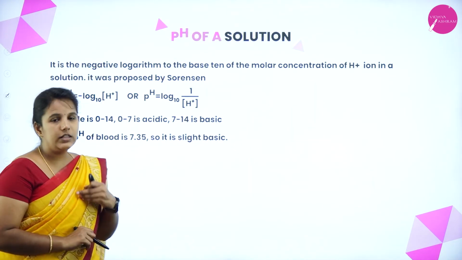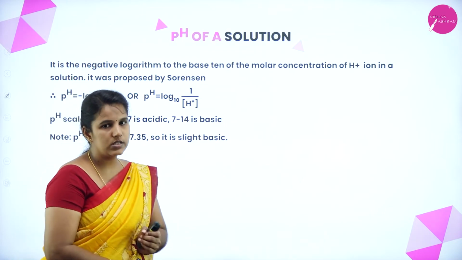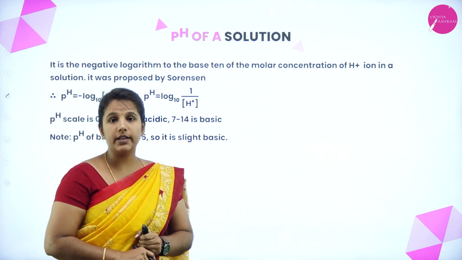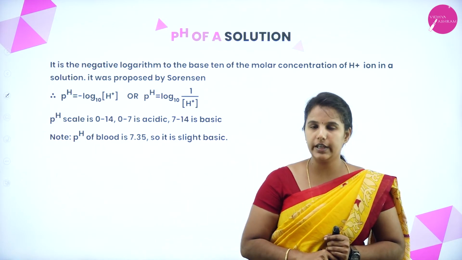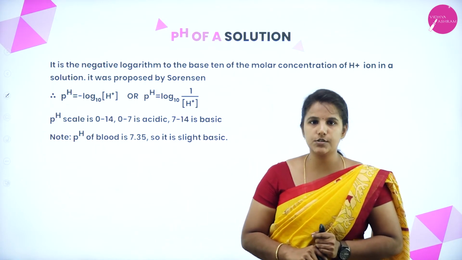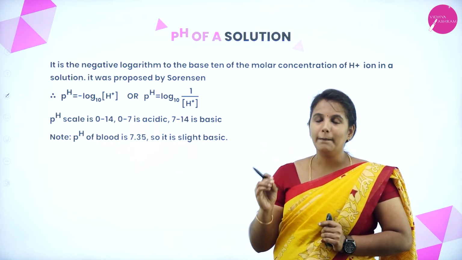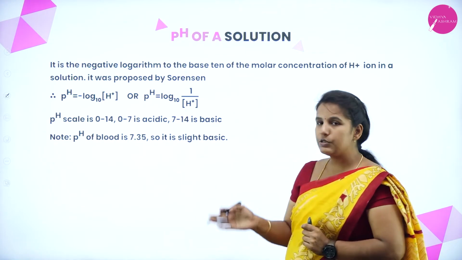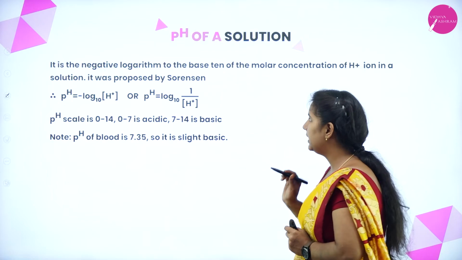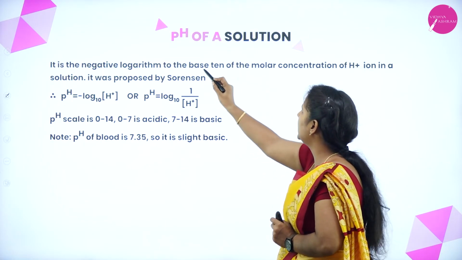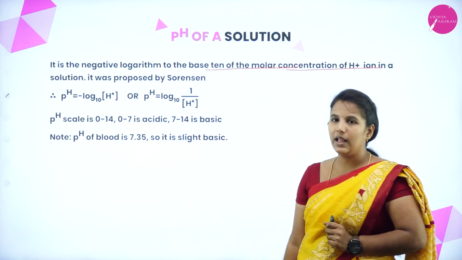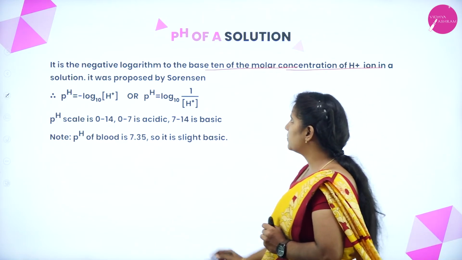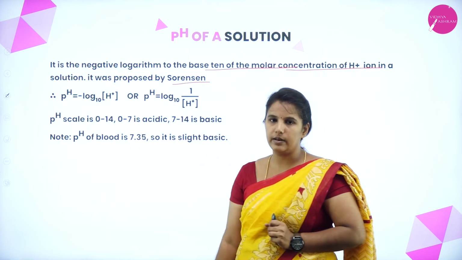Next we have the pH of the solution. Already in your 10th standard you have studied what the pH of a solution is, correct, no? So in your previous class you have studied about the pH of the solution. It can be defined as the negative logarithm of base 10 of the molar concentration of the H plus ion in the solution, and it was proposed by Sorensen.